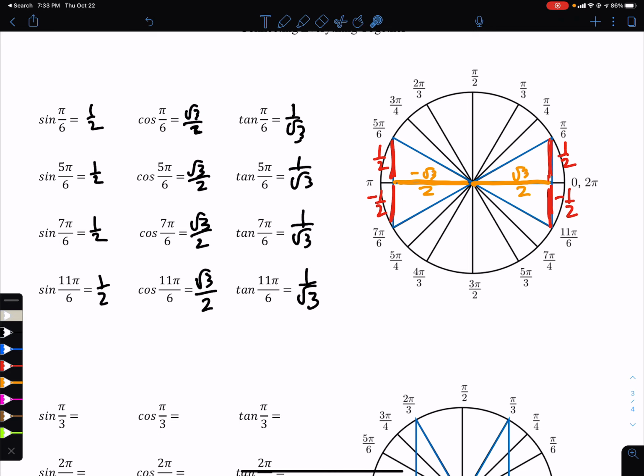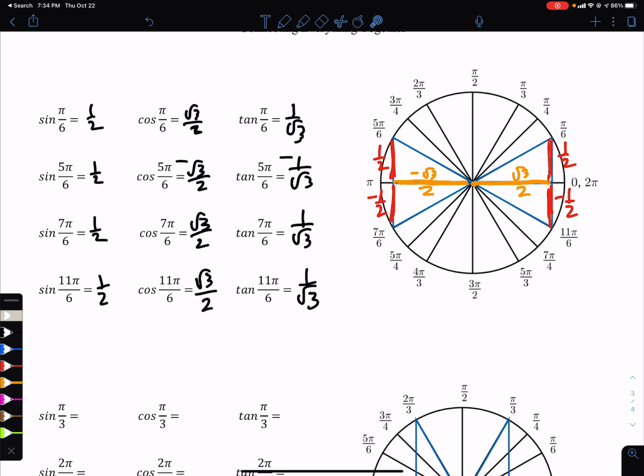Okay, in my head, here's what I see. Oh, 5 pi over 6. Well, I know we have 6 pi over 6 here, so where's 5? Oh, it's over here. And what's y here? Y is positive and x is negative. Therefore, sine's positive, cosine's negative. And tangent's a combination, so that's negative. Look how easy that is. Once you know the basics, you can do this.